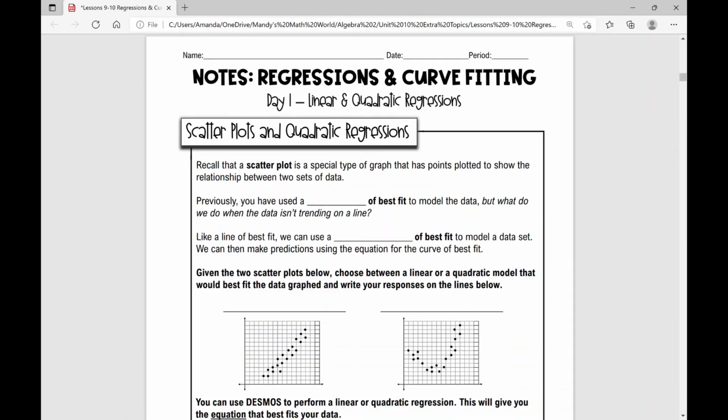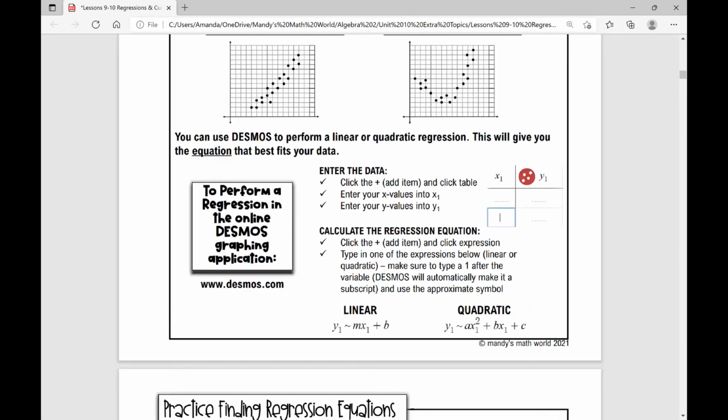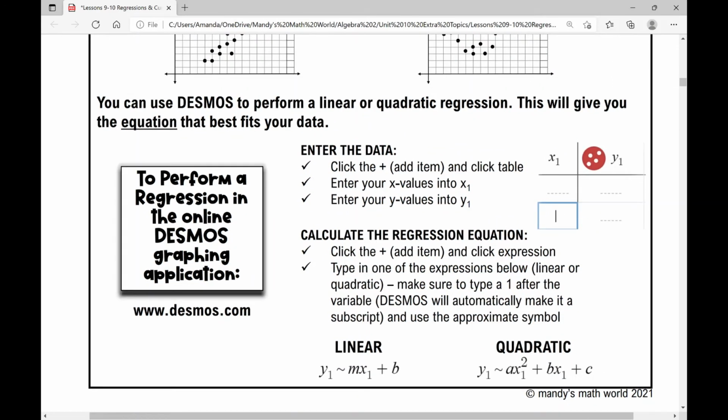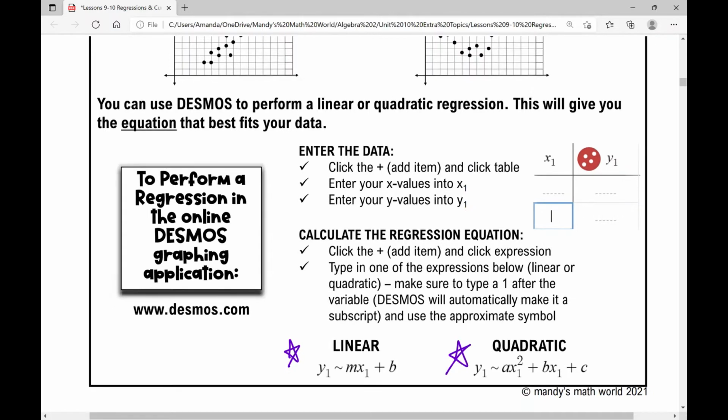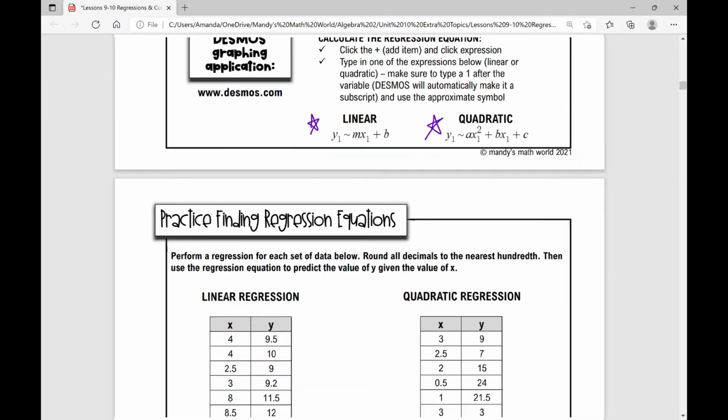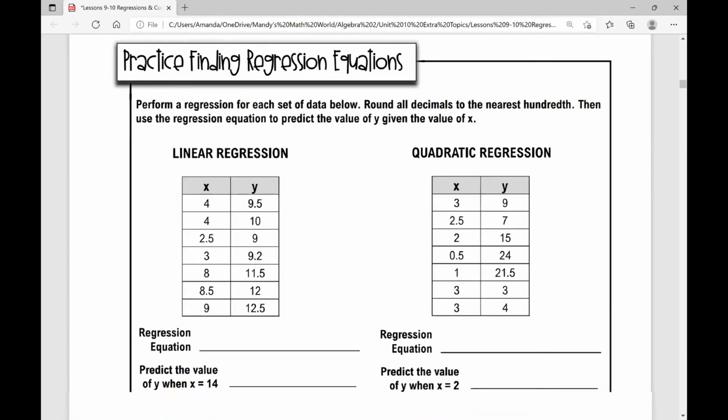You also might have something that looks like this. If you're using Desmos, this right here will show you how to enter in your data into your list and then how to perform your linear or your quadratic regression. And the key is making sure that you enter in your equations correctly. So let's move on. Practice finding regression equations.